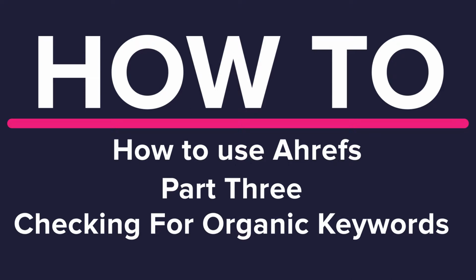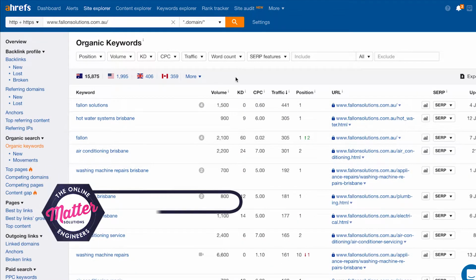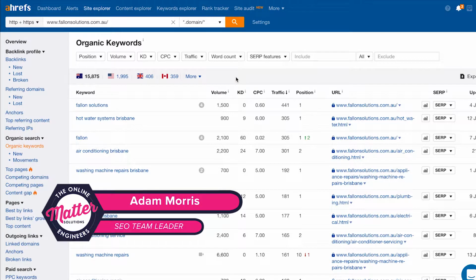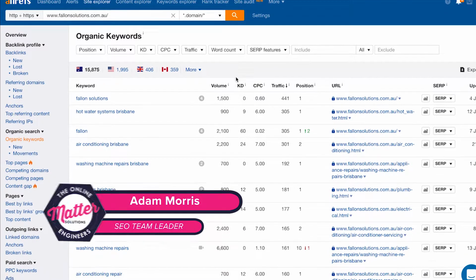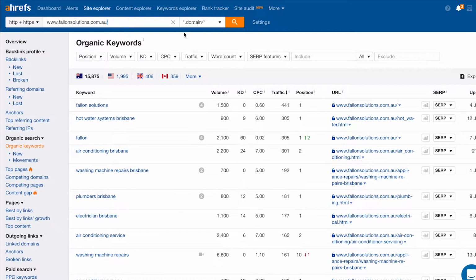Alright, so next we'll have a look at the organic keywords. This is really interesting. It's a really quick way to sort of see how powerful your website is and what sort of keywords you're ranking for. So we're using again fallonsolutions.com.au.